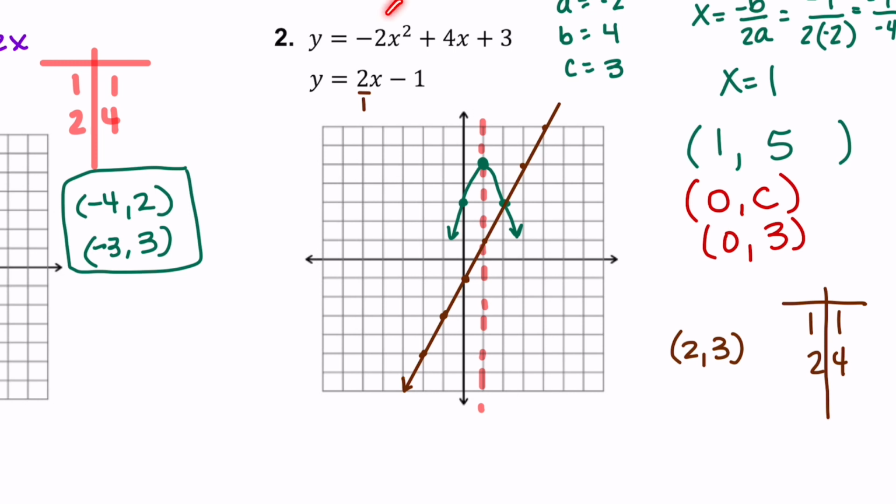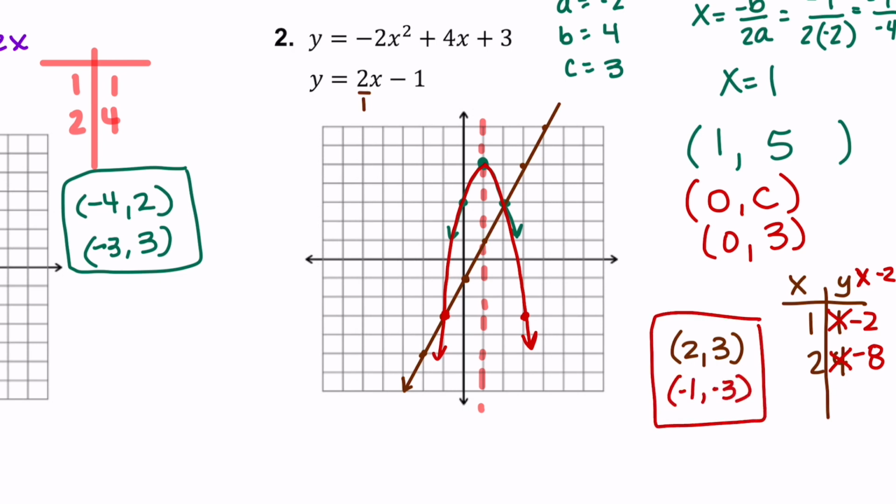Now, my a value is a negative 2, so I'm going to take my y and multiply everything by a negative 2. That's my vertical stretch. So 4 times negative 2 is a negative 8. From my vertex, I'm going to go over 1, down 2, and I already have those points there. But to get more points, I'm going to go over 2 and down 8. And that's enough to give me my other intersection point. This is at (negative 1, negative 3). So that gives me my 2 intersection points there.